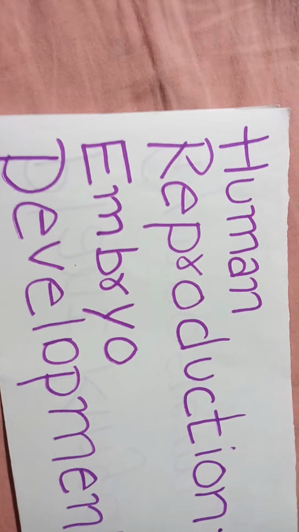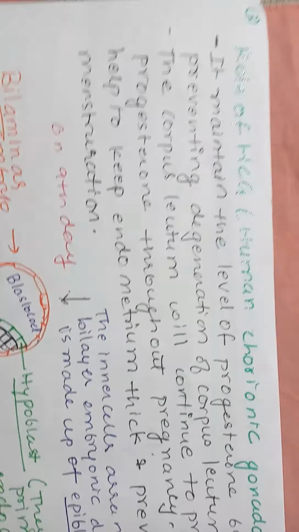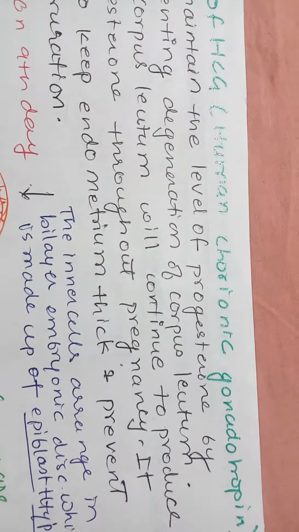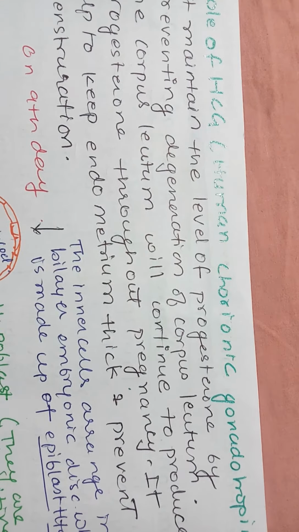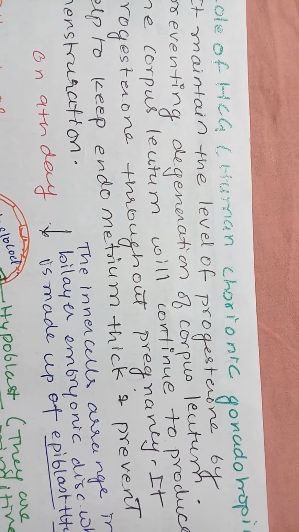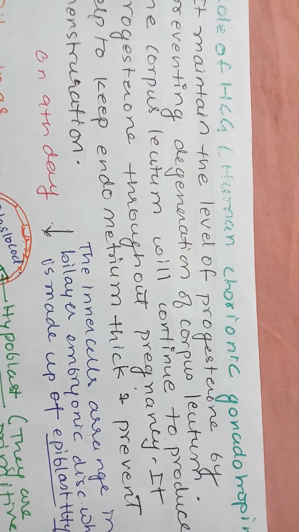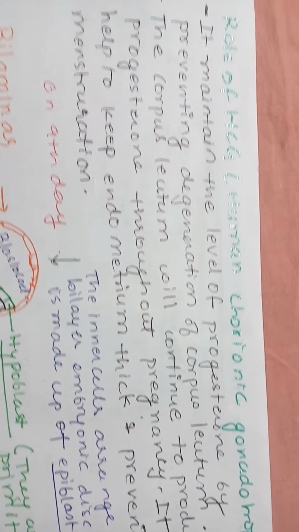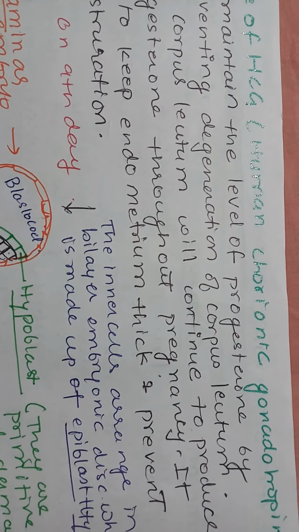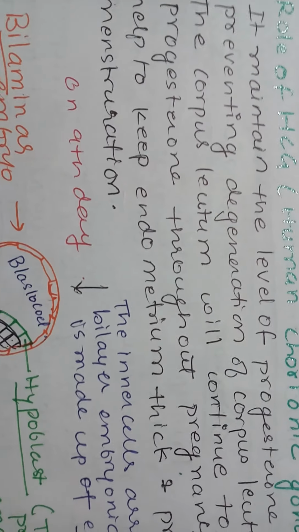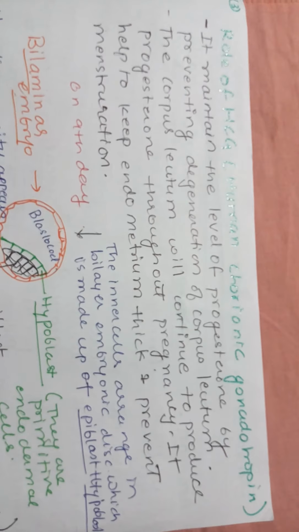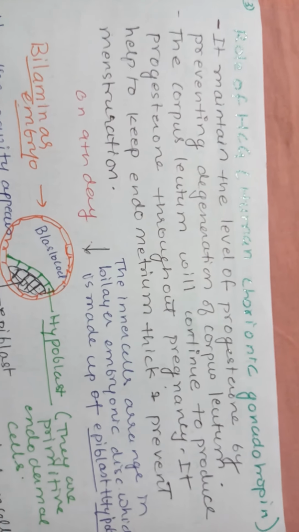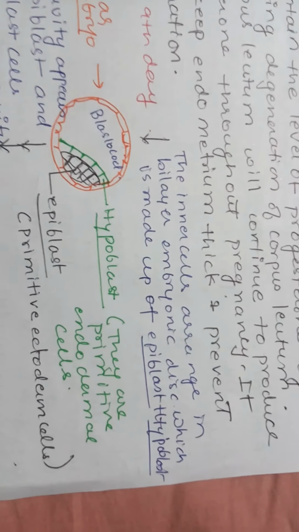Now, there is also a role of HCG, human chorionic gonadotropin hormone. It maintains the level of progesterone by preventing degeneration of the corpus luteum. We know that progesterone is produced by the corpus luteum, so the corpus luteum has to be there. So the HCG hormone maintains the corpus luteum. The corpus luteum will continue to produce progesterone throughout the pregnancy, and it helps to keep the endometrium thick and prevent menstruation. So during pregnancy, there is no menstruation.